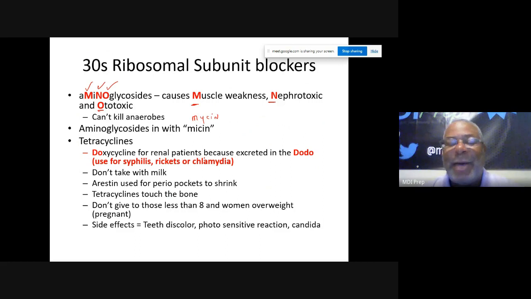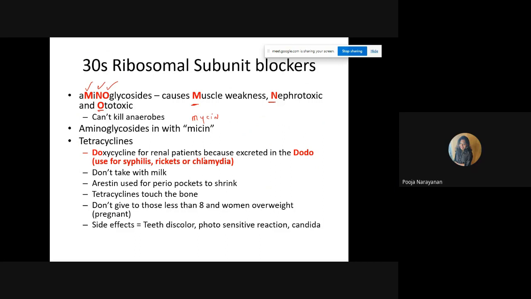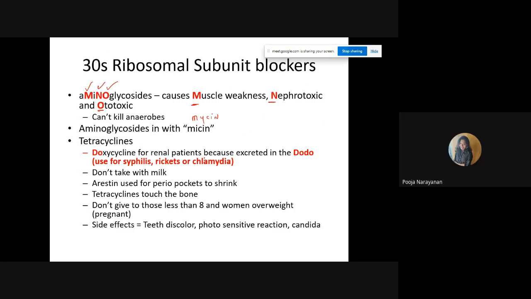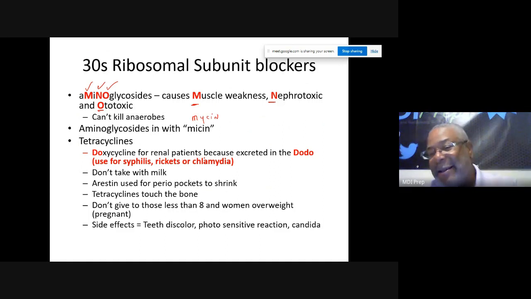So if I asked you about neomycin, where would you tell me it works? 30 or 50S? 30. What about gentamicin? 30. Streptomycin? 30. Good. That's right. Because it doesn't fall under the ACE, does it? Yeah. All right. Is everybody with me?